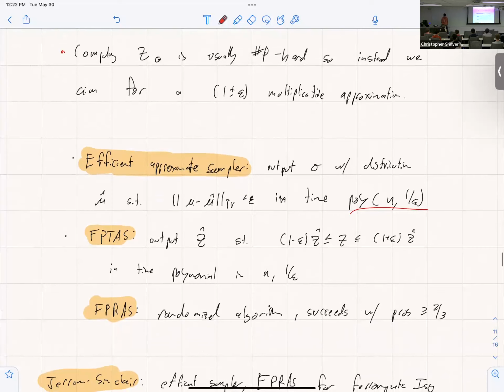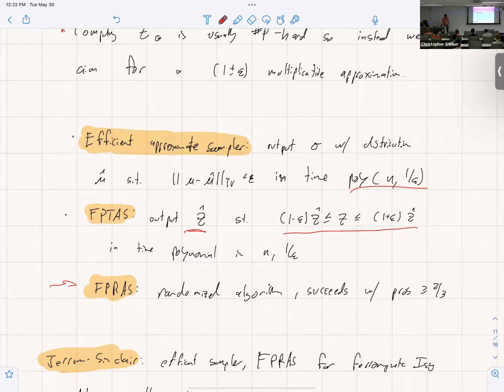What about approximating the partition function? Here we want to output a number, Z hat, that's a 1 plus or minus epsilon multiplicative approximation to the partition function, again in time polynomial in the number of vertices and 1 over the error parameter. If you have such an algorithm, it's called an FPTAS, fully polynomial time approximation scheme. If you can do this with randomness, and let's say succeed with probability 2/3, then this is called an FPRAS, fully polynomial time randomized approximation scheme.